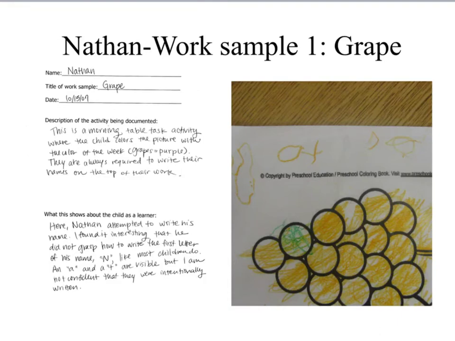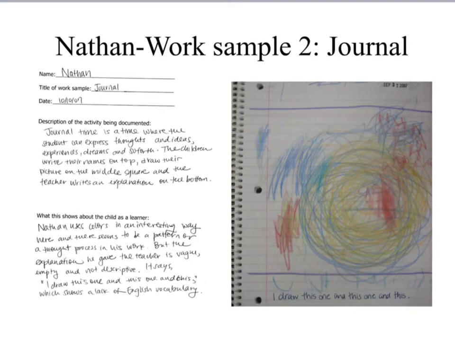On to work samples. This work sample was actually taken while Nathan and Deborah were having that conversation about grapes. So you can see his work, and you can also read her cover sheet and see how she interpreted his work. Here you've got another work sample. This is Nathan's journal entry, and you can see what Deborah had to say about that on her cover sheet.